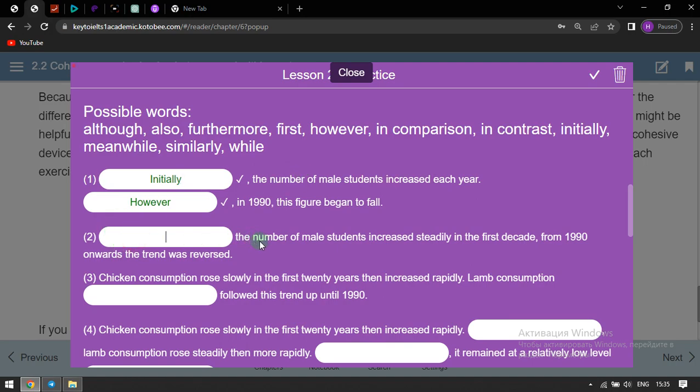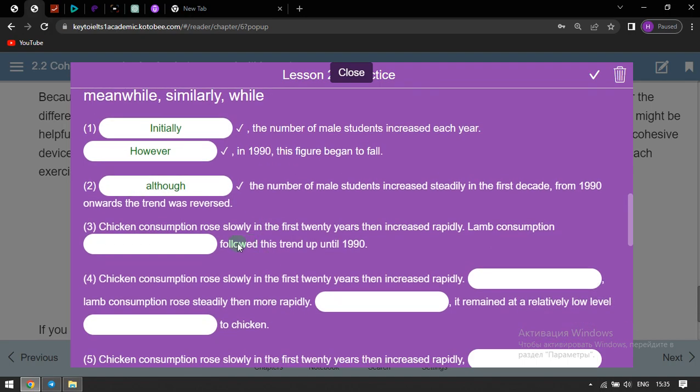Alright. The number of male students increased steadily in the first decade. From onwards, the trend was reversed. Okay, 1990-yildan boshlab buni teskarisi bo'lgan ekan. Tushunarli. Although ga qaramay deylikchi. Although, yep, it's correct.